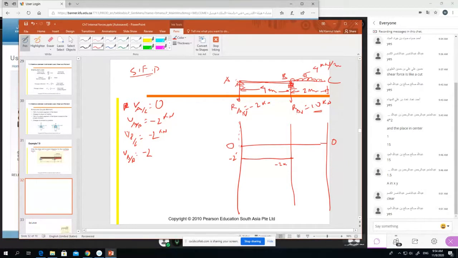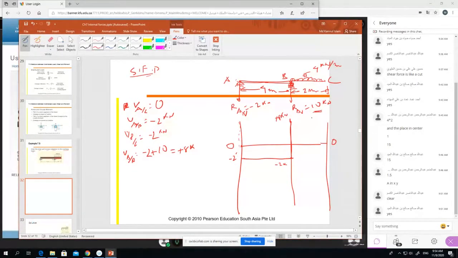We have just that side. That's here, plus 10. We got plus 10. So what do we have? We'll have plus 8 kilonewton. That means at this point, just imagine it as plus 8 kilonewton. We go there, plus 8 kilonewton. Okay.